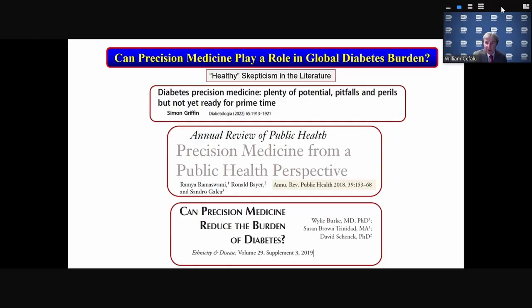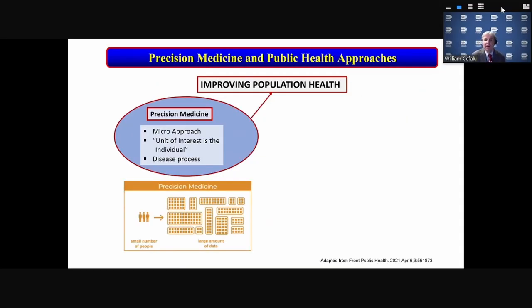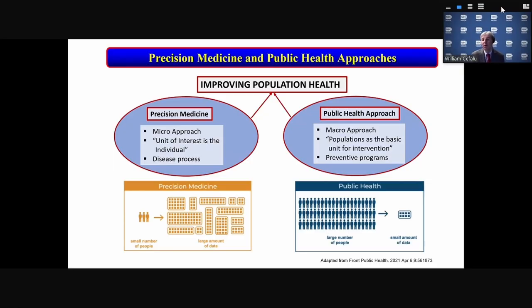So I'd like to now talk about the difference in our approach to healthcare and improving population health. On one side, we have a very exciting line, precision medicine. It's a micro approach, the unit of interest is the individual, and it focuses on the disease process. From many papers, again, we need a large amount of data, genetics, omics, metabolites, and we apply it to a small number of people. Now, on the counter, the public health approach is the macro approach. Populations are the basic unit for the intervention. And so in this, the argument is we need just a small amount of data to apply to a larger population, such as prevention.